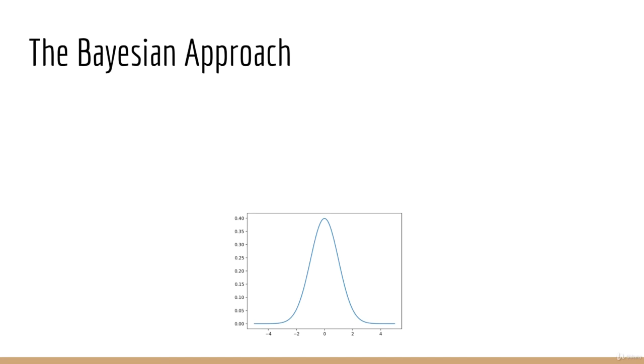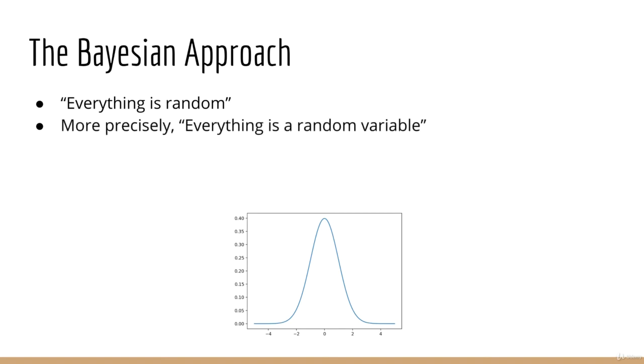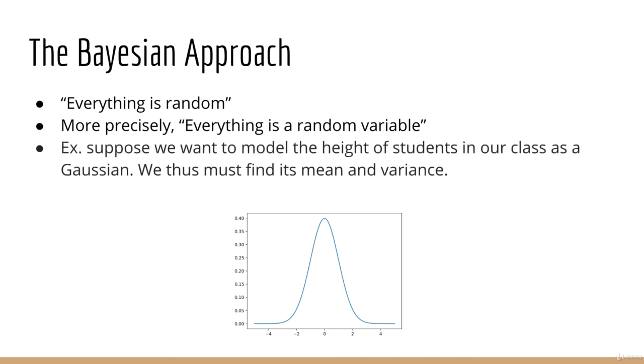The Bayesian approach generally follows the rule, everything is random. To be more precise, everything is a random variable. Now, what do we mean by that? Well, let's take a simple distribution like the Gaussian. For the Gaussian distribution, we have two parameters, the mean and the variance. To give you a concrete example, suppose we want to model the height of all the students of our class using a Gaussian. So we want to find the mean and variance of the height of the people in our class. In order to find these values, here's what a frequentist would do.